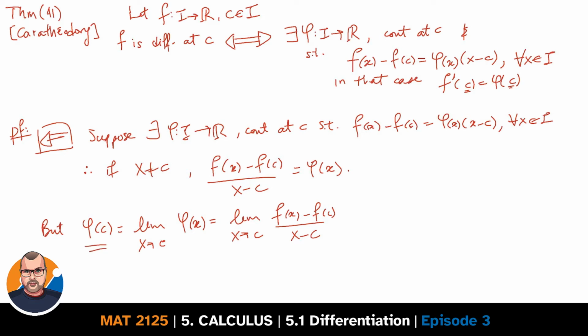Phi at c exists because the function phi is actually defined on the interval I, and c is in the interval, which means that this limit exists. And that means that f is differentiable. We can say a bit more than this. Because the limit exists and f is differentiable, this is exactly the value of phi at c. And that proves the theorem.